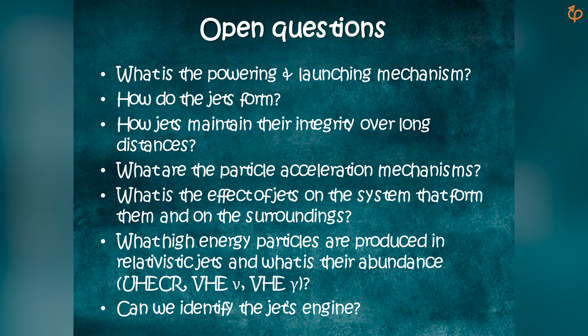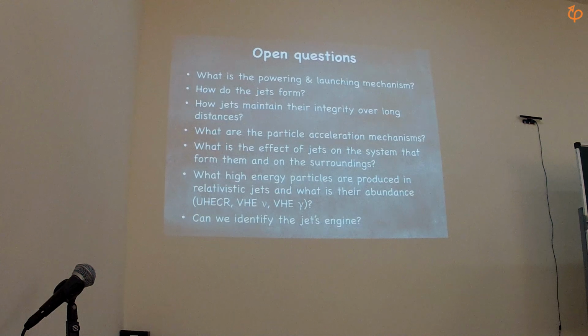And the last and one of the most interesting questions is, can we identify the jet engine? In AGNs, the jet engine is pretty clear. It's pretty obvious that the engine is a black hole. But in gamma ray bursts and in other stellar-sized objects that emit jets, it can also be a neutron star. Can we tell them apart? Can we differentiate between a black hole and a neutron star? We still don't know how to do that.